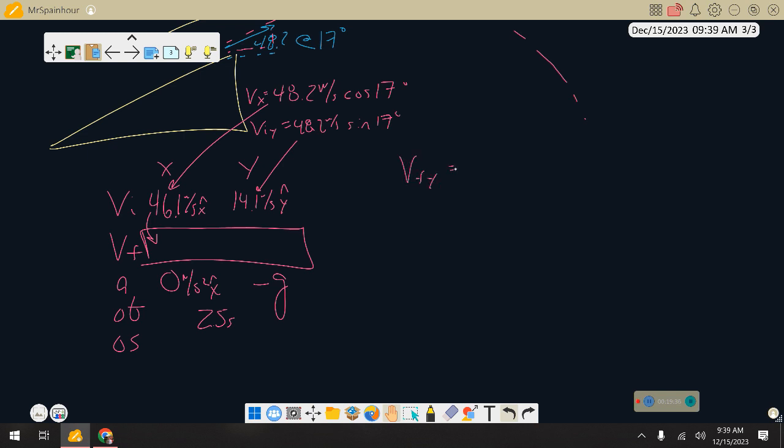Velocity final in the y is equal to velocity initial in the y plus acceleration times time. So this is going to be 14.1 meters per second y hat plus a negative g times 2.5 seconds, and you get negative 10.4. What does that number mean? About 10.4 meters per second. Is that how fast the object is moving? No, because it's also moving in the x.